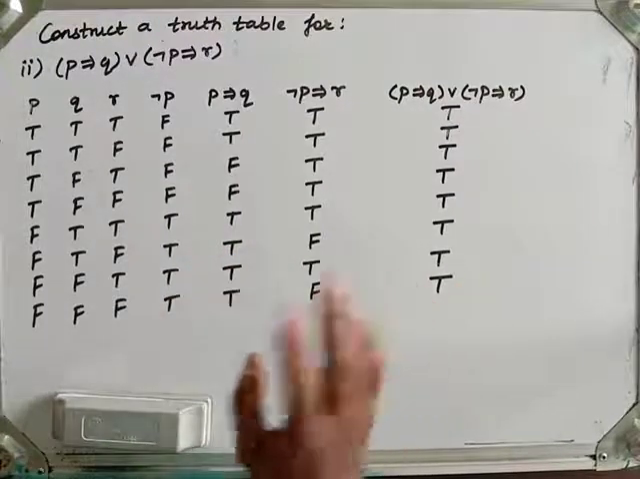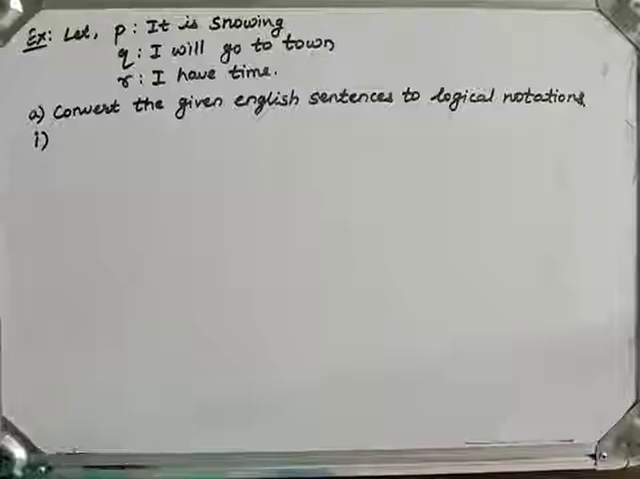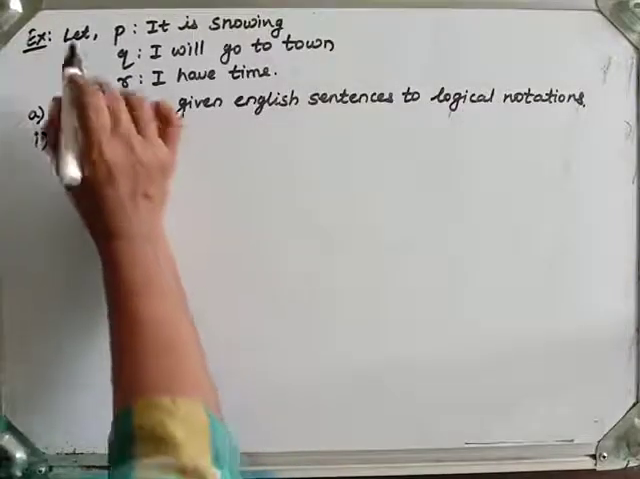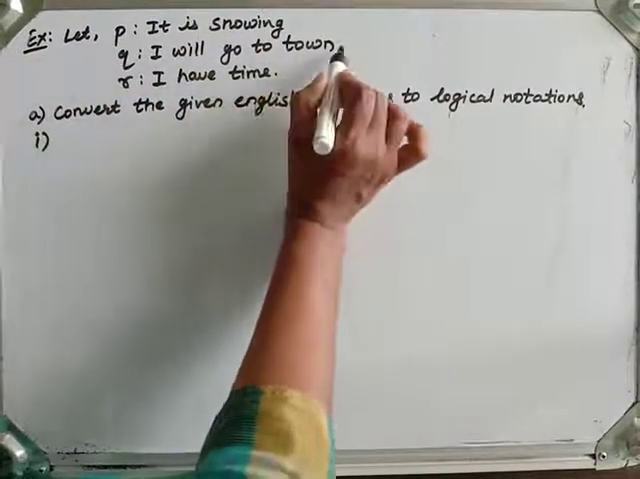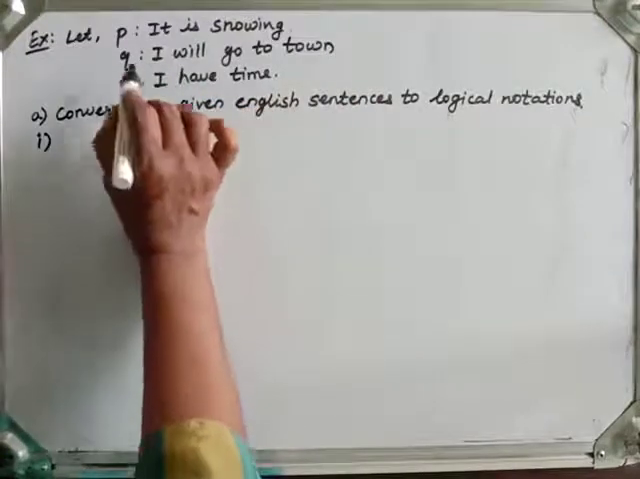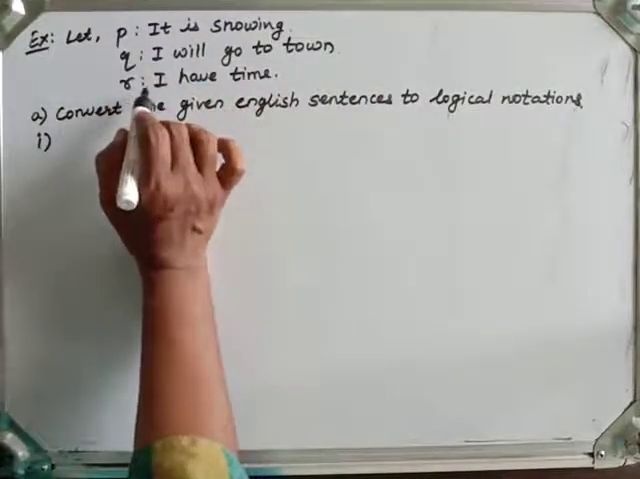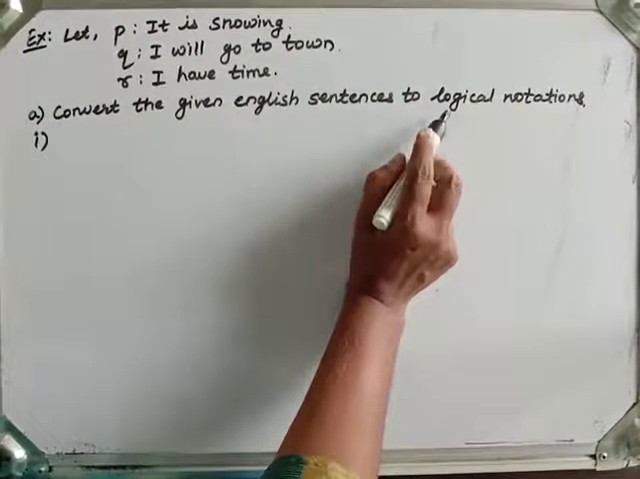logical connectives are given, then you must be able to write them into English sentences. Now here let me assume P is "it is snowing", Q is "I will go to town", and R is "I have time". Now purposely I am taking three variables. Now the question is to convert the given English sentences to logical connectives.